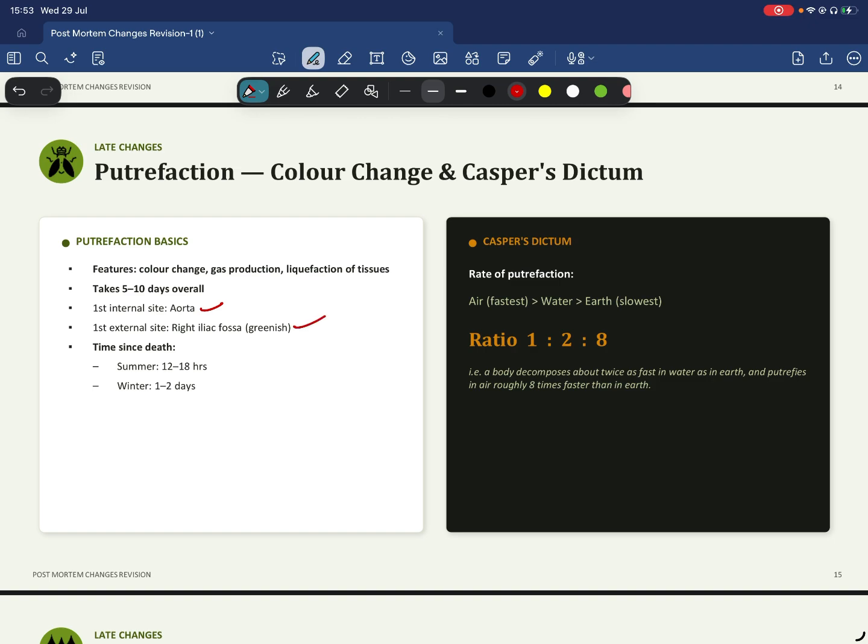Time after death: in summer, it is seen earlier, within 12 to 18 hours, and in winter later, within 1 to 2 days. Casper's dictum states that the rate at which putrefaction occurs differs depending on the media of disposal. It states that air is the fastest, followed by water, and followed by earth, in a 1 is to 2 is to 8 ratio. The body decomposes twice as fast in water as in earth and putrefies in air roughly 8 times faster than in earth.